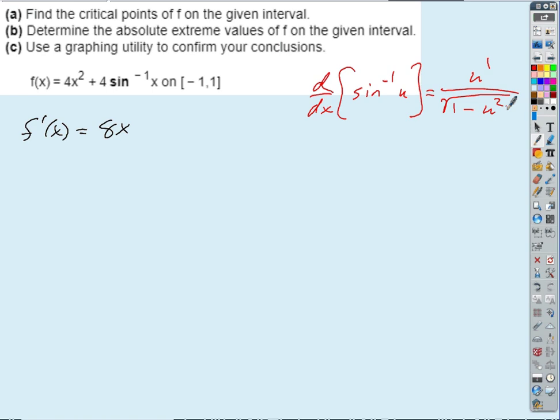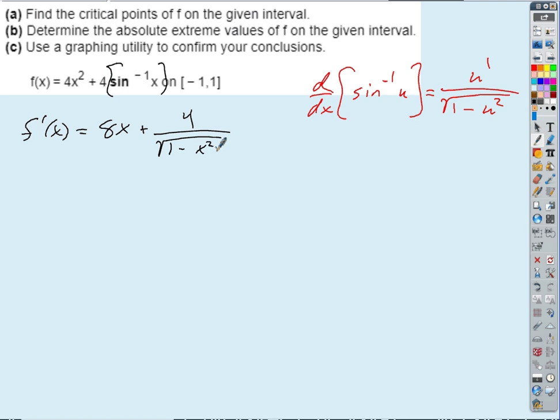Okay, so then if we're going to apply that, we've got our 4 out front, right, plus 4 times the arc sine of x. So what's u prime in this case? 1, right? So I'm going to get 4 times 1, so 4 divided by square root of 1 minus x squared, right?